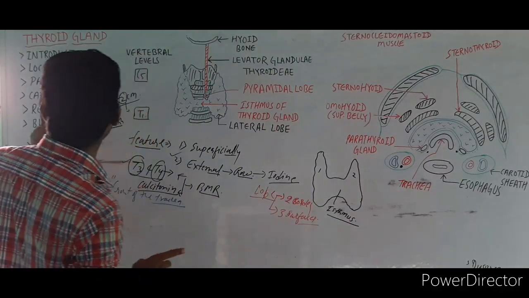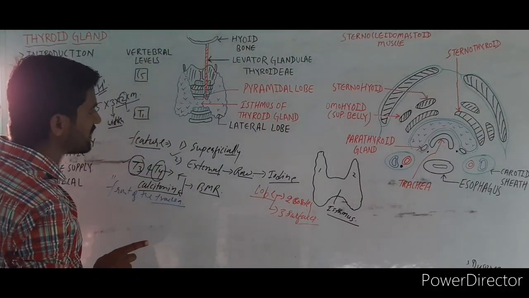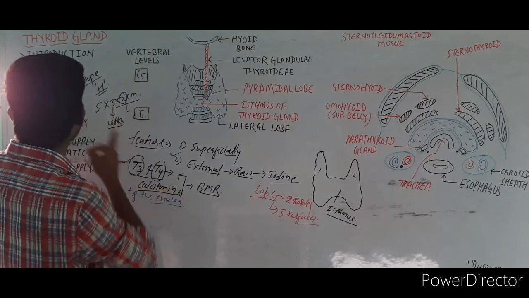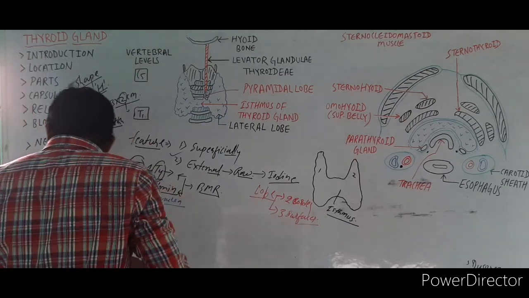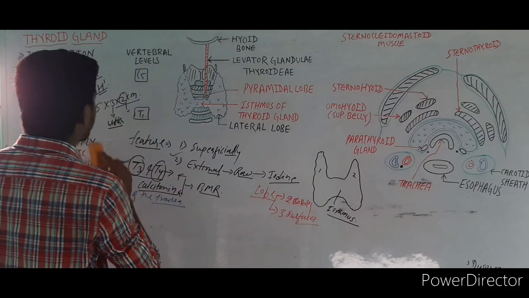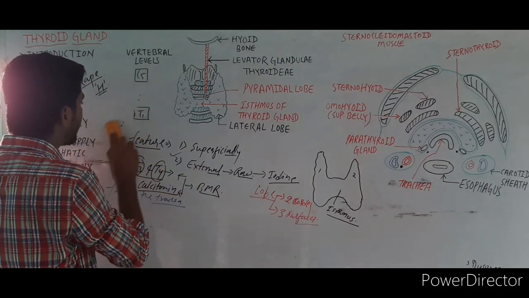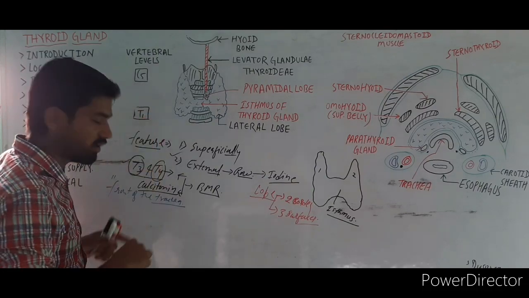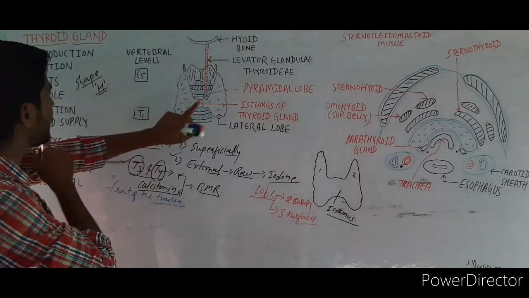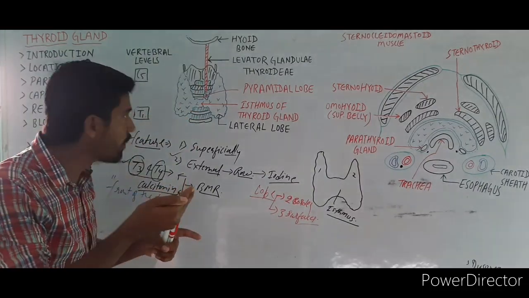Now we have to see the relations. But before going to the relations, we will go through the capsule. And one thing I want to tell you is the vertebral level. Where is the thyroid gland located? Yes, it is located in front of the trachea only.